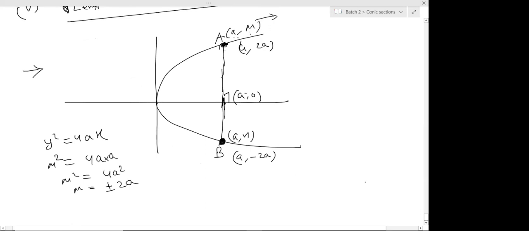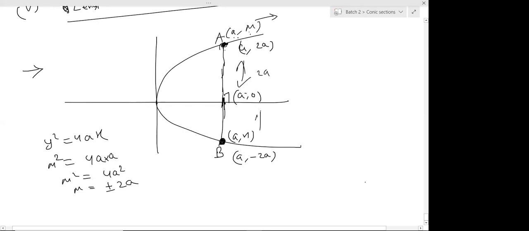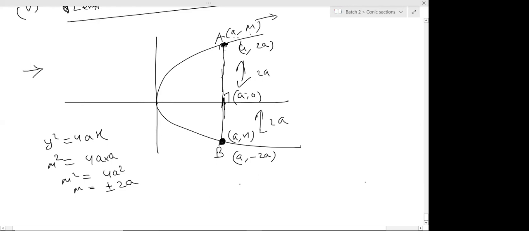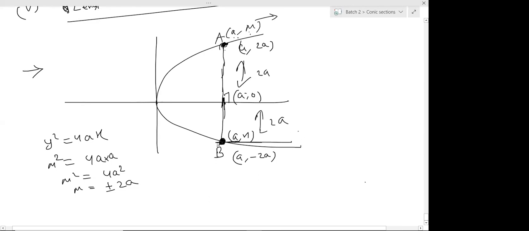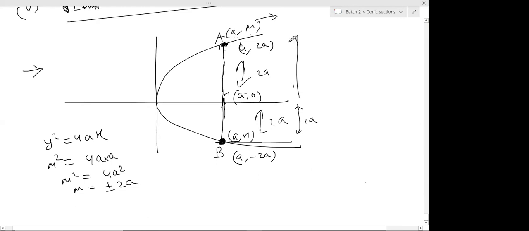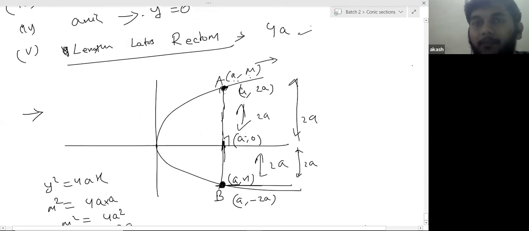Yes, sir. So now the length will be, because x is not changing, only the y coordinate. So this is 2a and this is 2a, so the total is 4a. You don't consider the minus sign, because distance is never negative. We are calculating length, right? If you move from here to here, you walk 2a length, and from here to here 2a length. So the distance is 4a. So the length of latus rectum is 4a.